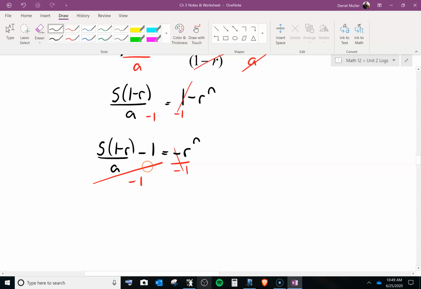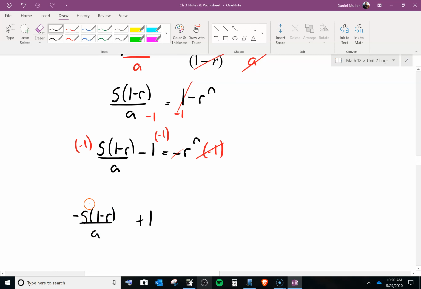So that will just become a plus 1. If you don't want to write this, you could always say, well, I'm going to times by negative 1. So I'm going to times that by negative 1 and times that by negative 1. That might be another option because that negative will cancel with that. This will become a plus 1, and the negative is on the numerator, so it's just a negative s, 1 minus r over a. So that might be an easier way to do that, timesing by negative 1.